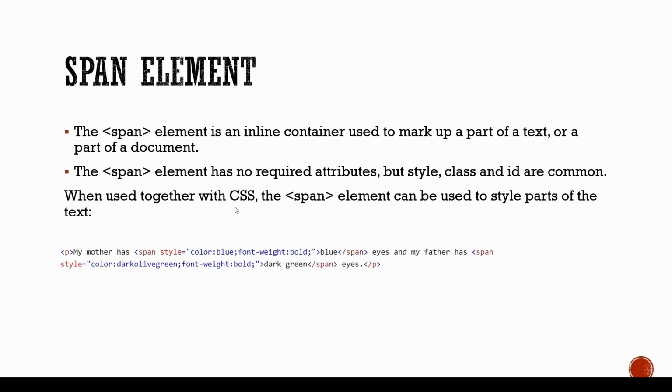When used together with CSS, the span element can be used to style part of the text. So let's just say you want to change the blue text and give it a color of blue, and everything else is going to remain the same. So to do that, you can take the blue inside the span tag and give style to the span tag, and it is going to change the color of the blue.